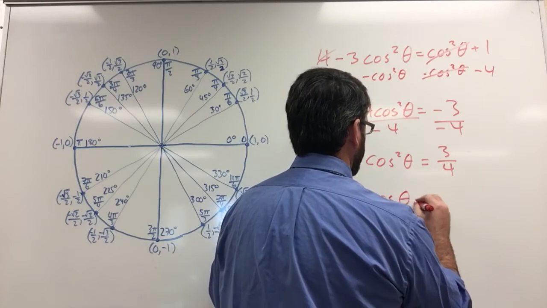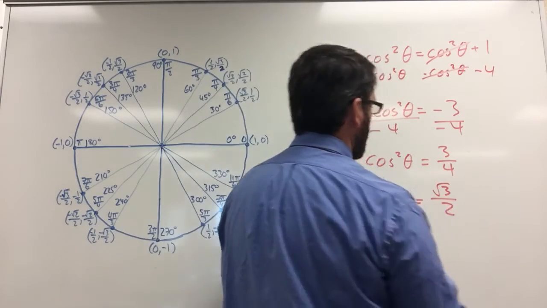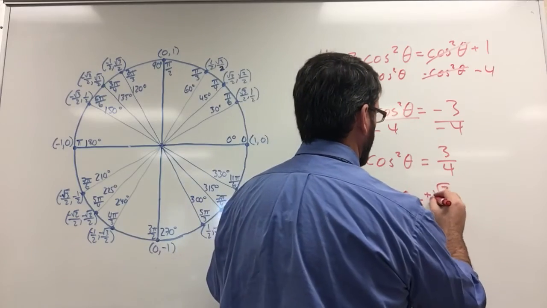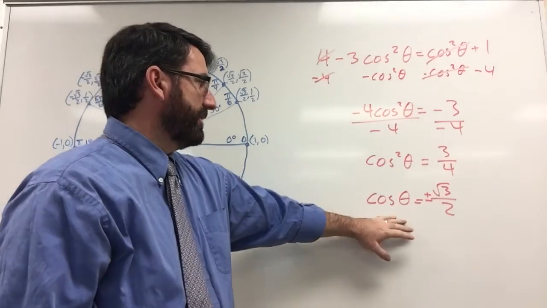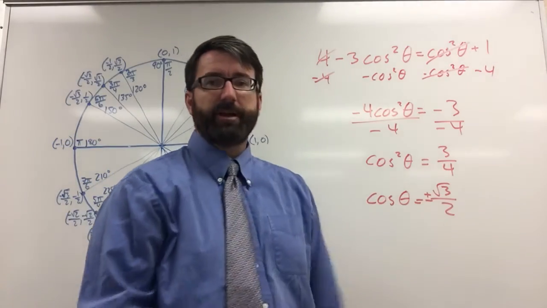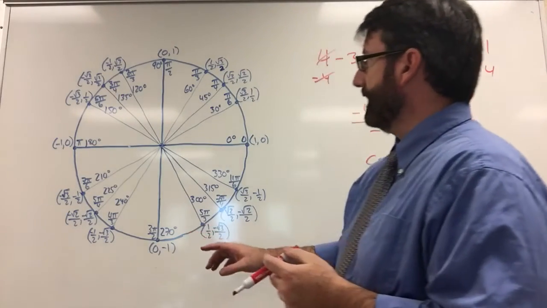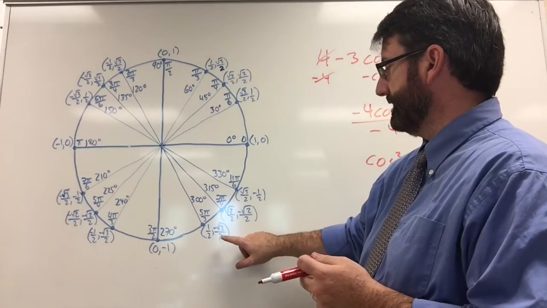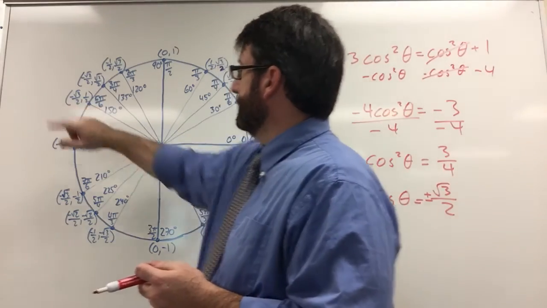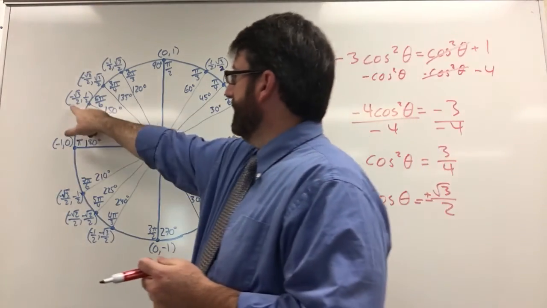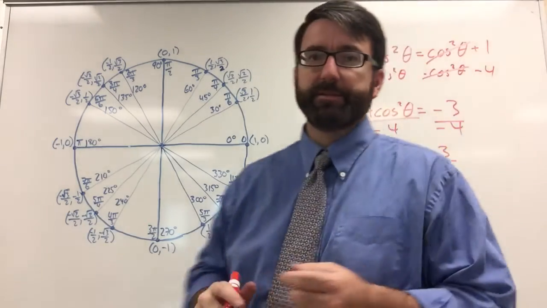So we're going to get cosine theta is equal to the square root of 3 over the square root of 4, which is 2. But with these, remember to always do plus or minus. All right, so cosine of theta is either positive or negative square root of 3 over 2. So let's look for places on our unit circle where the cosine is either positive square root of 3 over 2 or negative square root of 3 over 2. So we've got pi over 6, 5 pi over 6, 7 pi over 6, and 11 pi over 6.